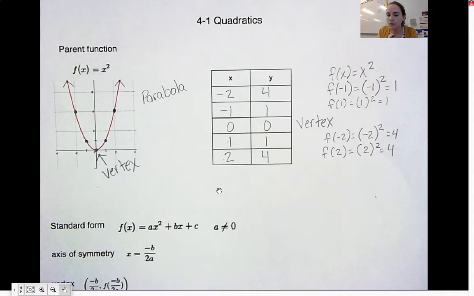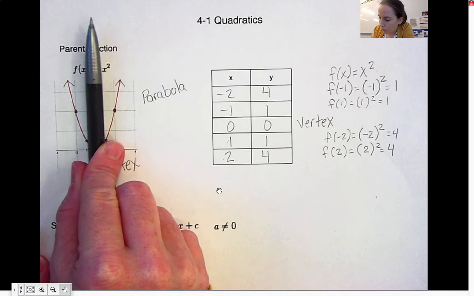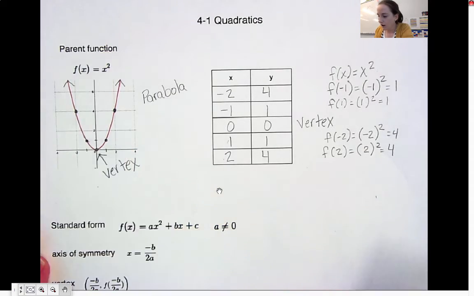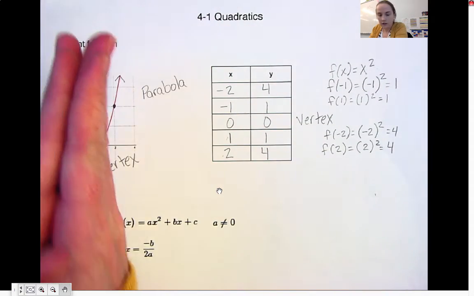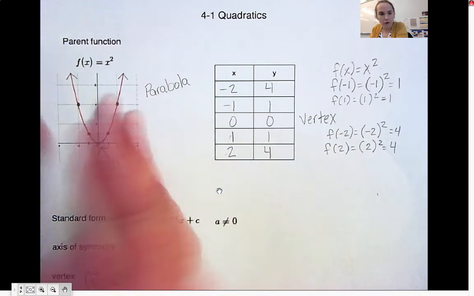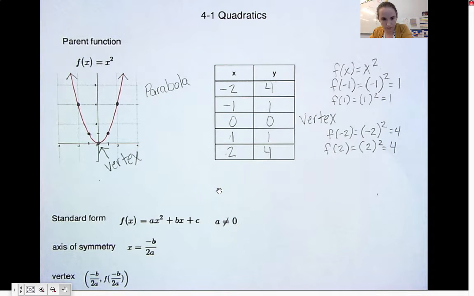And I hope you know what that means. Hope you're thinking the word symmetrical, or it has some symmetry. And if you were thinking that, you're absolutely correct. If I drew a line right through the vertex here, I could fold each side of this parabola over and it would match perfectly. So any quadratic is symmetrical.